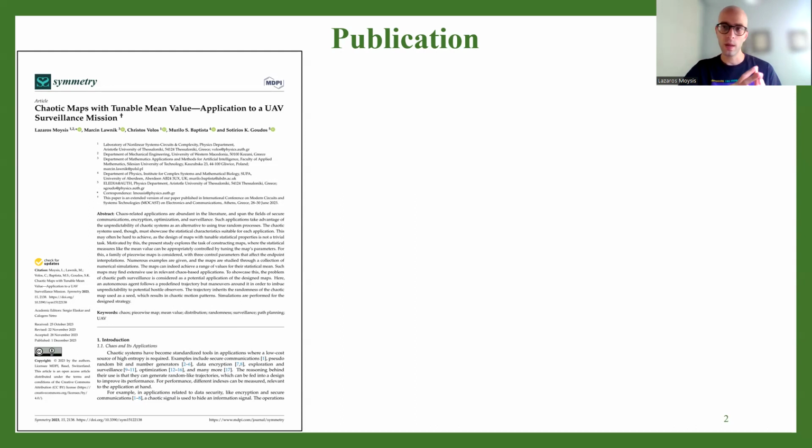Our problem here was that we wanted to create a family of chaotic maps where it could be possible to control the statistical properties of the maps. That's why we say with tunable mean value. In many applications of chaos, the statistical properties of the chaotic system matter a lot. For example, in chaotic path planning, chaotic surveillance, chaotic random bit generators, chaotic encryption, and possibly chaotic optimization as well, the statistical behavior of a chaotic time series will affect how the application works, will affect the whole process, right?